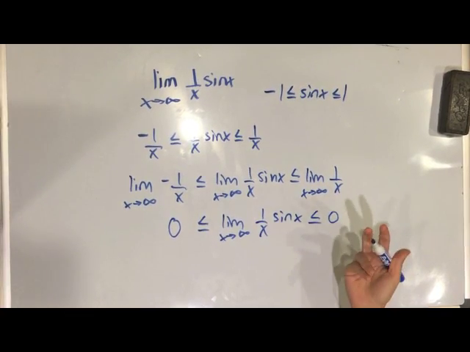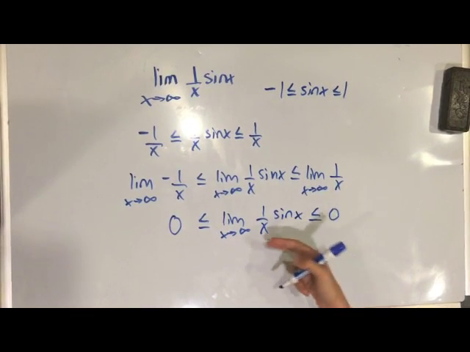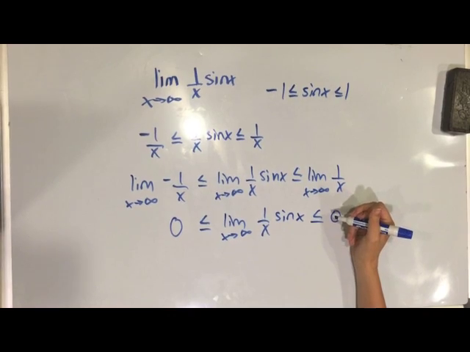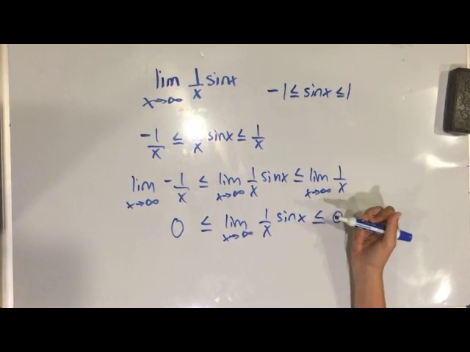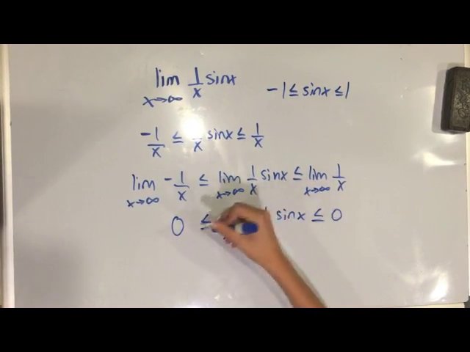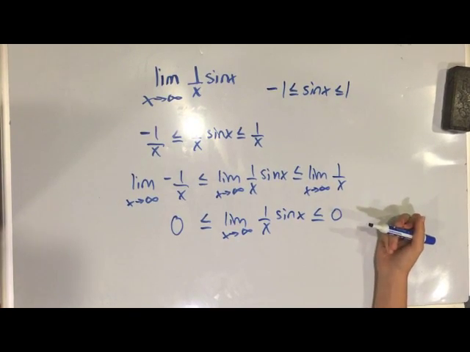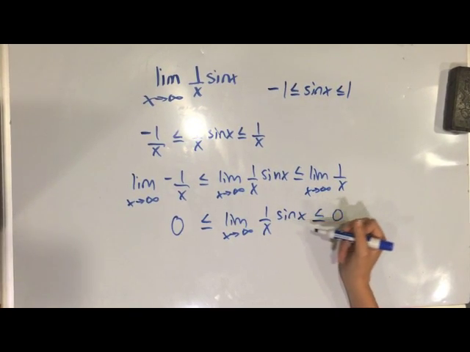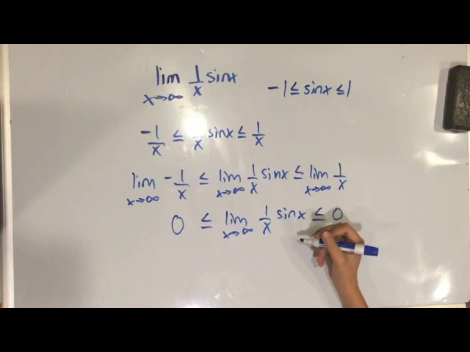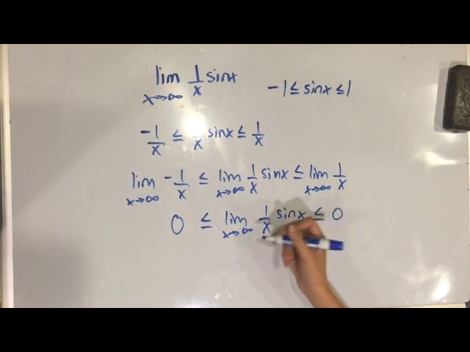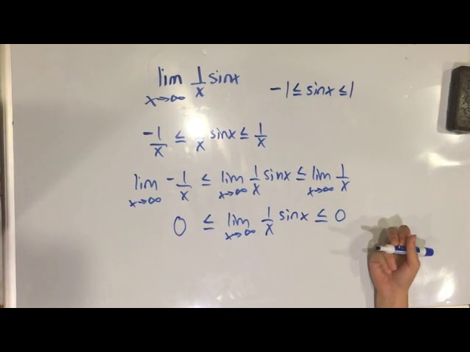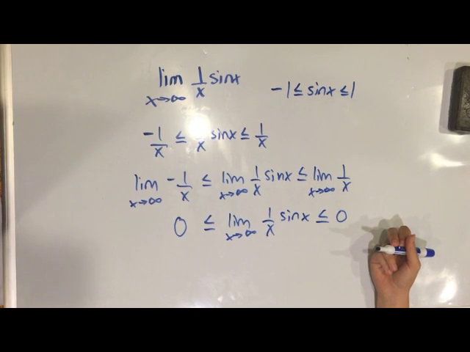So since, according to the squeeze theorem, if the limit of the function is in between the outside functions and the outside functions equal each other, which they do, they're both 0, then the limit as x approaches infinity of 1 over x times sine x also equals 0. So that is how we can use limits at infinity with other concepts we've learned this quarter.